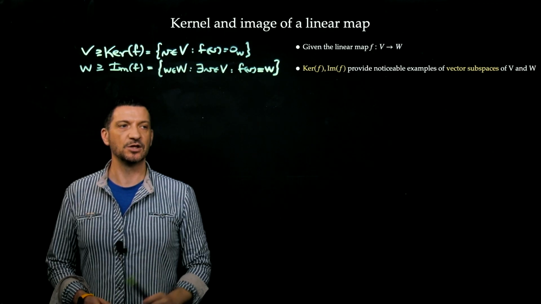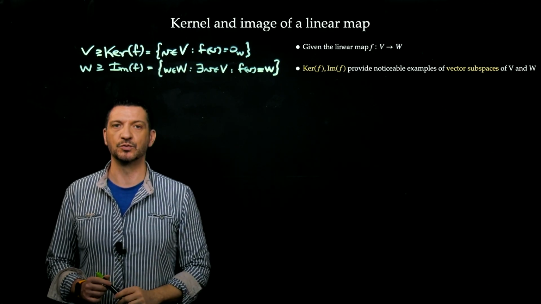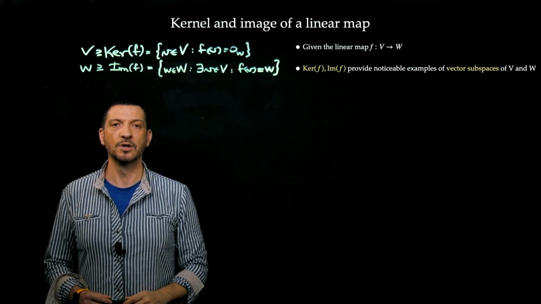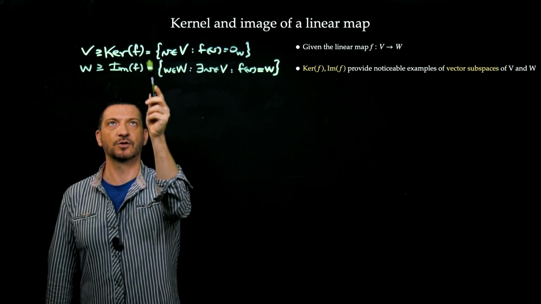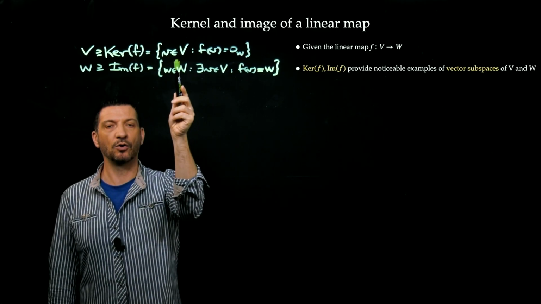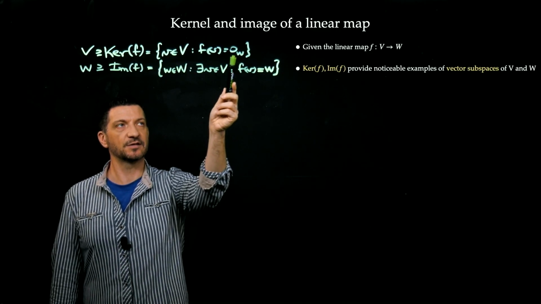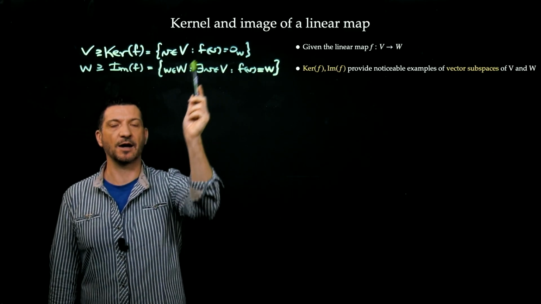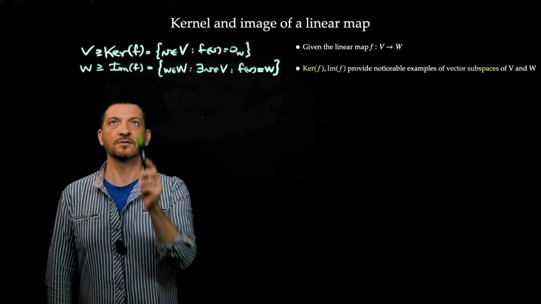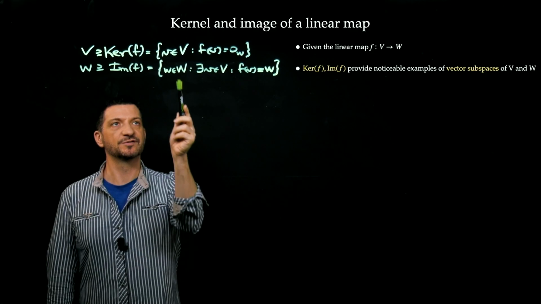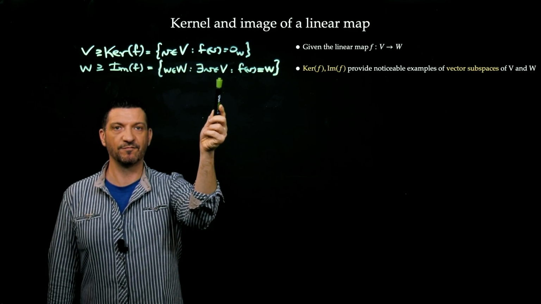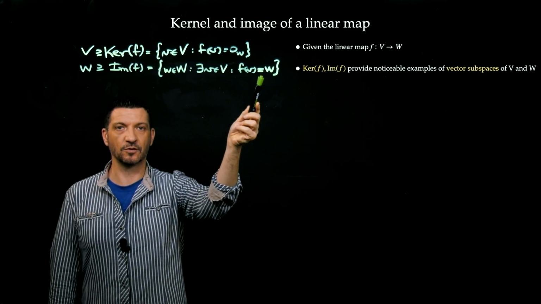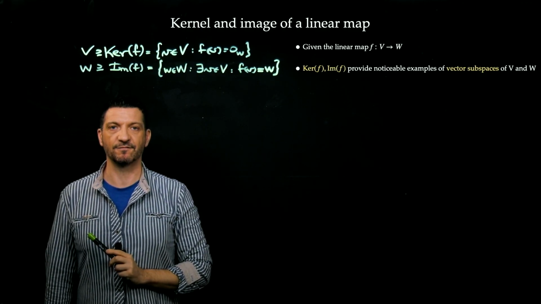We have just seen that each time we have a linear map f between two vector spaces V and W, we can create two noticeable vector subspaces of V and W respectively. The first is the kernel of f, which is given by all the vectors of V which are sent to the null vector of W by the action of f. The second is the image of f, which is given by all the vectors of W for which there exists at least one vector of V that is transformed to it by the action of f.